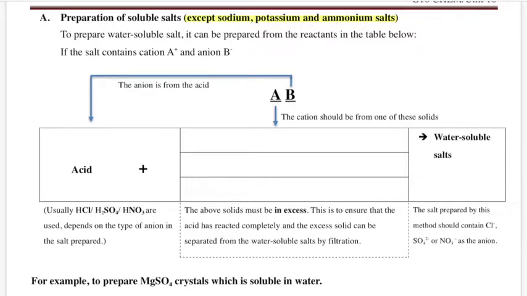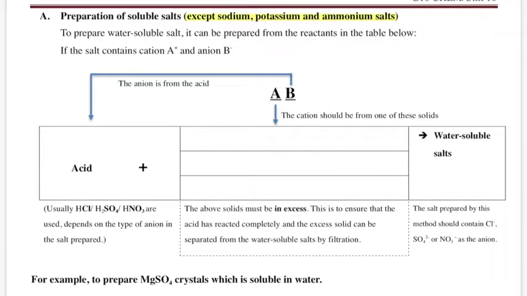So using the rules that we have mentioned just now, we should have a reactant that contains the metal cation. And then we should have another reactant that contains the anion that we want. A good choice for the anion would be an acid that contains the anion we want. So usually we could use hydrochloric acid, sulfuric acid, and nitric acid.